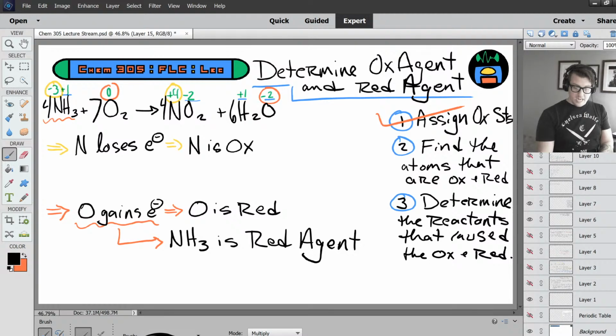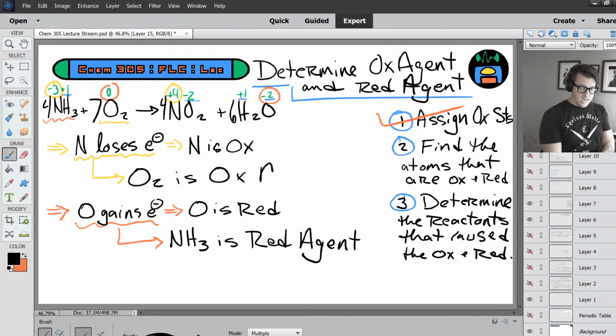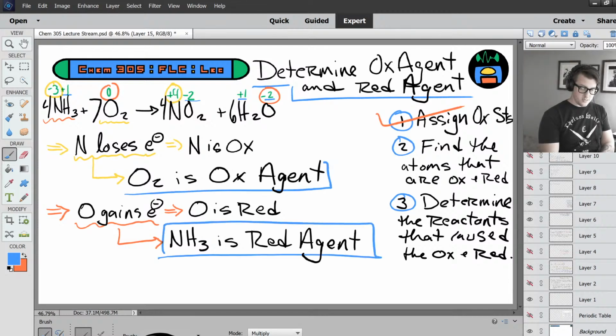All right, we could ask the same question. Nitrogen loses electrons. What reacts with nitrogen to cause that loss of electrons? What reactant is involved? And the answer is O2. O2 is the oxidizing agent because it causes that loss of electrons in nitrogen. And this, again, is what we were asked to do in this problem.